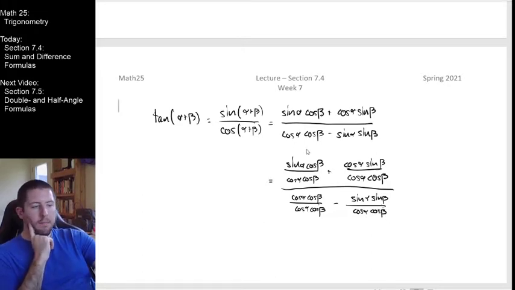All right, here's what I'm seeing. Cancel, cancel, cancel, cancel. No canceling happening over here. But it now seems like I have a good way to write this. Sine alpha over cosine alpha, that's tangent alpha, plus, looks like that's tangent beta. Down here, everything canceled, leaving us with 1, minus sine over cosine of alpha, sine over cosine of beta, tangent alpha, tangent beta.